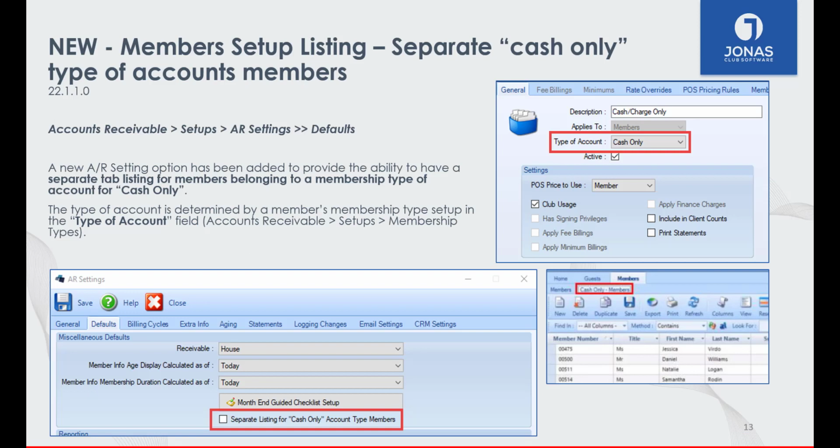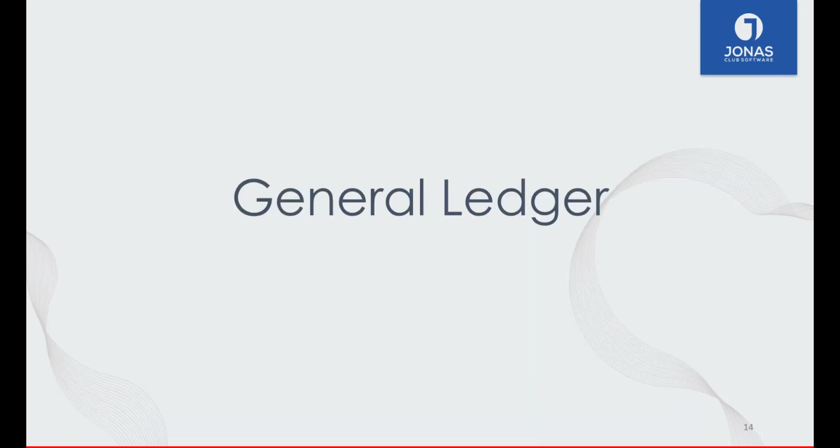For clubs that have a lot of guest member activity, also known as cash accounts, you now have the option to separate listings for cash-only account type members by enabling this option in AR settings. This allows you to have separate listings in the Members program based on the type of account. It will create a tab for members and a tab for cash-only members. In order for members to appear in the Cash-Only Members tab, their membership type of account must be set to cash only.